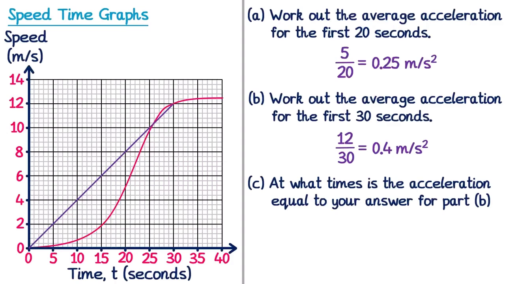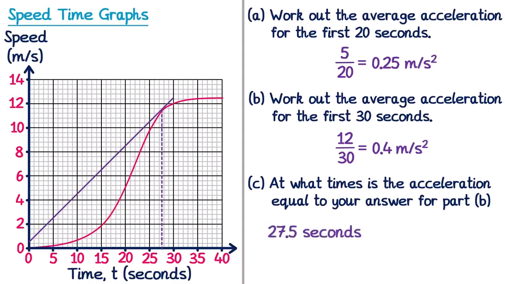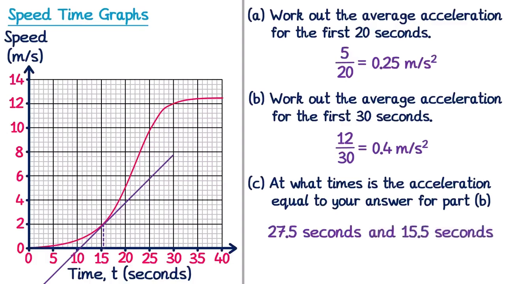So we could imagine moving this purple line so that we draw more parallel lines until it makes a tangent, like this. So one of the answers is at this time here, which is 27.5 seconds. There's also a second possible answer. If we move the purple line down like this, but once again keep it parallel so it has the same gradient, you can see it'll become tangent to the red curve at this point here, which has a time of 15.5 seconds. So we get two answers to this, 27.5 and 15.5.